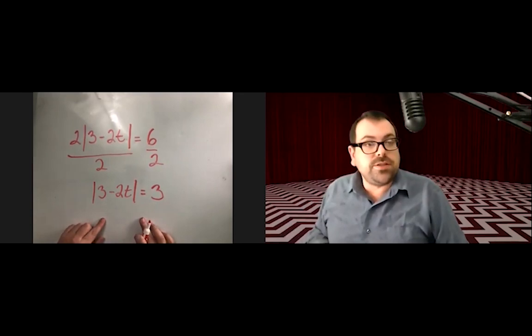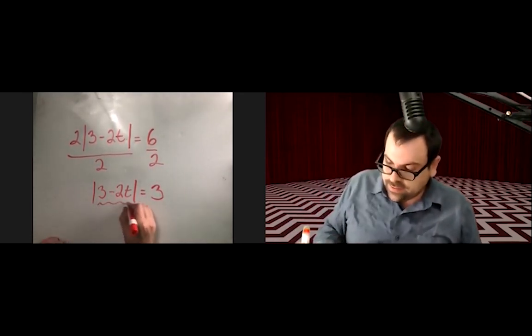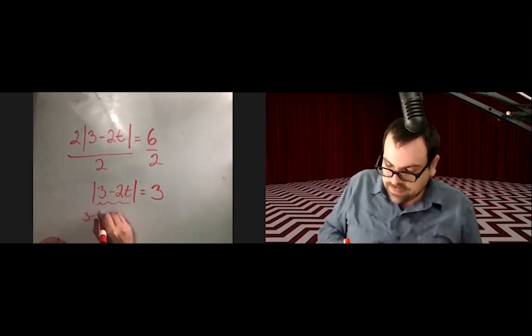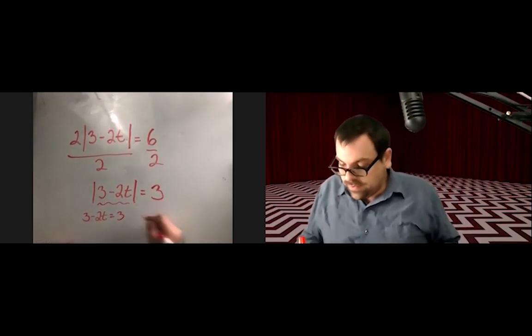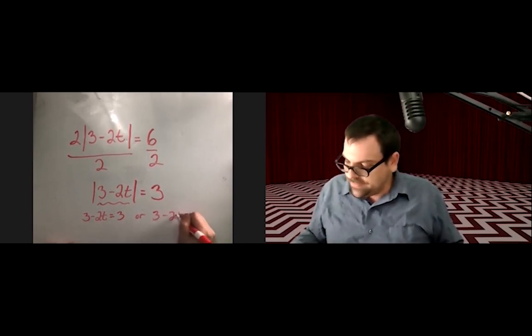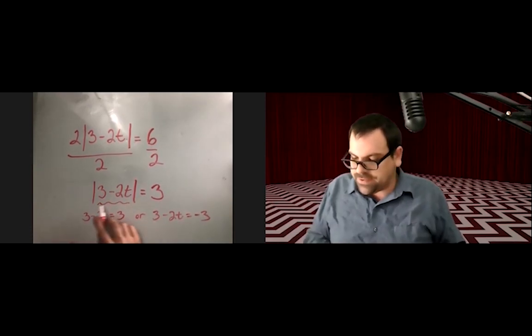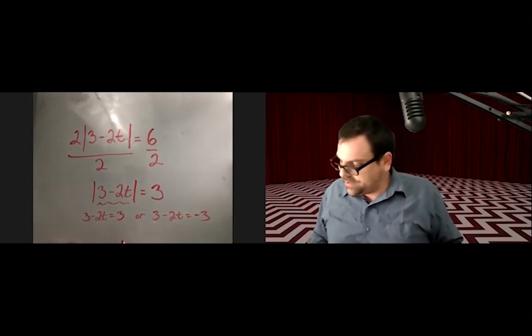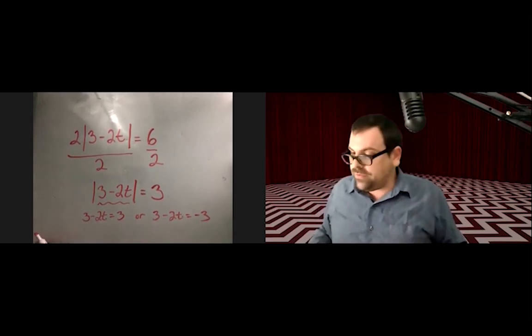We can split this into 2 problems, either the stuff inside, so either 3 minus 2t is equal to 3, because the absolute value of 3 is 3, or the stuff inside, 3 minus 2t, is equal to -3, because the absolute value of -3 is 3. So to finish this off, we need to solve both of these.